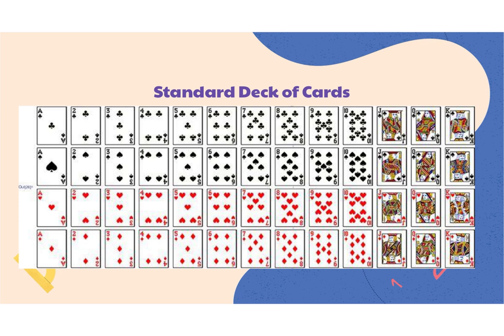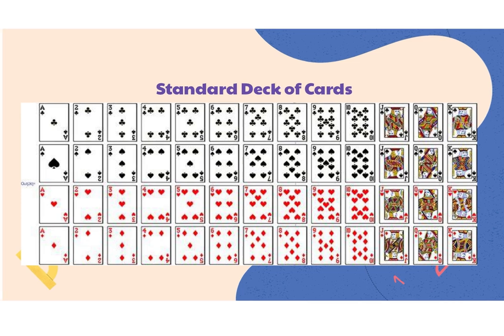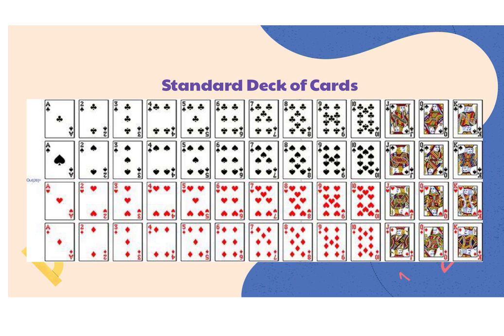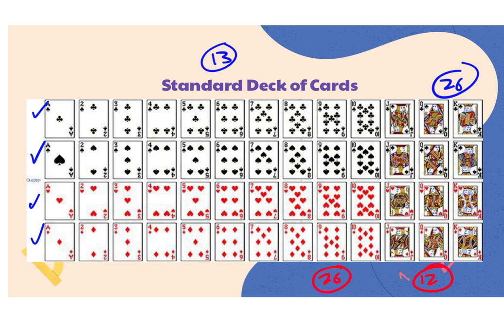And this is your standard deck of cards. For those of you that are unfamiliar, there are 4 suits: clubs, spades, hearts, diamonds. There are 13 of each. There are 26 black cards and 26 red cards. There are 12 face cards, these are all your face cards, and 4 aces. So just be aware of what some of those things are when we start to talk about this. Now we start talking about combinations.